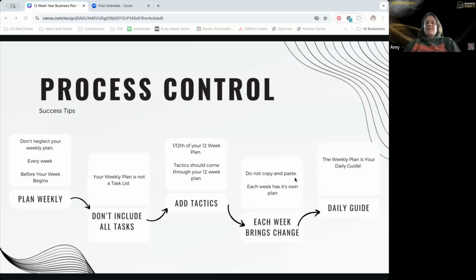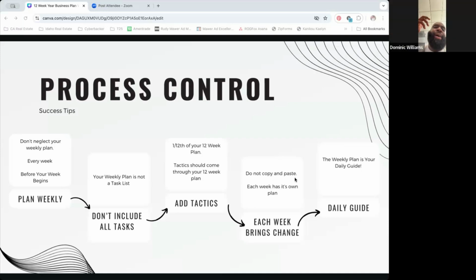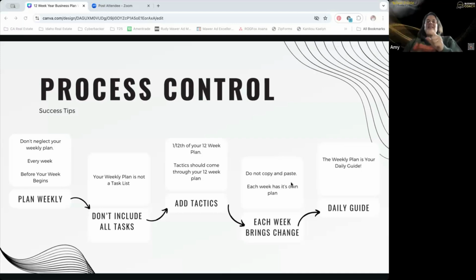We're going to review our goals. We're going to look at our tactics and decide which tactics need to be completed this week and on what days. Would that include time blocking as well? It's going to include time blocking as well. Absolutely.